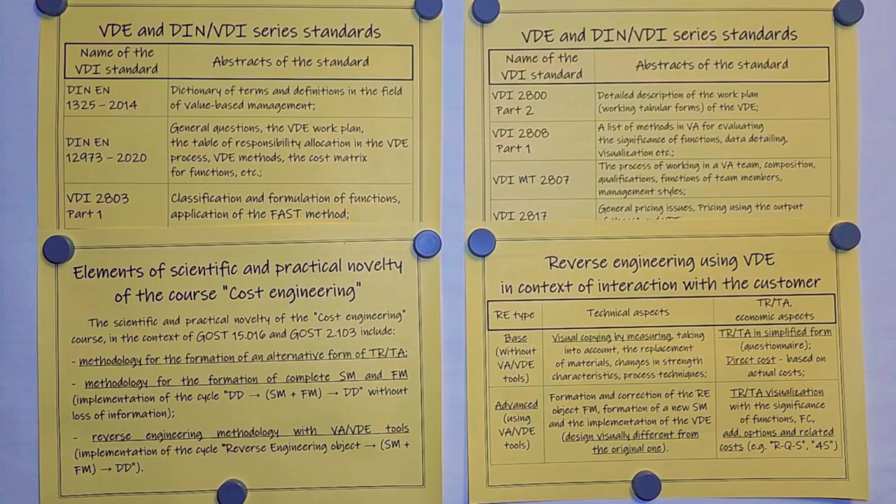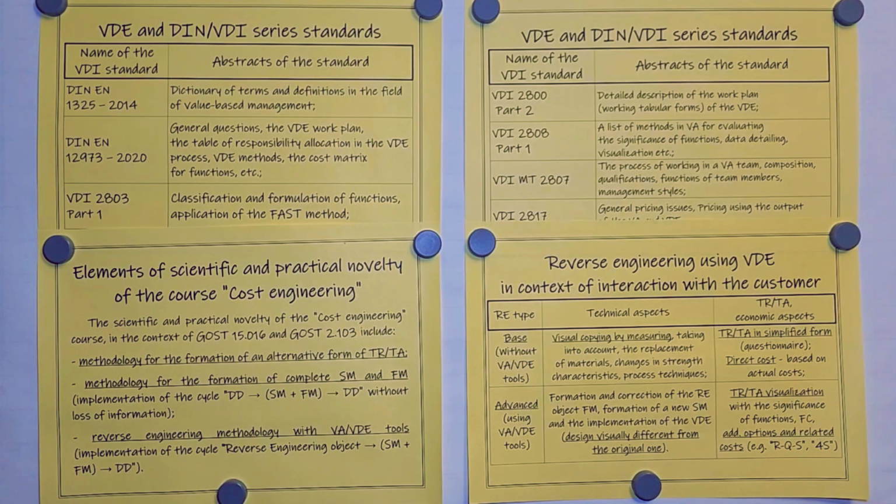Development of an alternative form of technical assignment, the advantages of which, such as visualization of the costs of function and function carriers, the ability to compare the ratio of significance, quality of implementation, and costs by constructing diagrams RQS and FOS, were considered by us in issue number 10 of the course Cost Engineering.